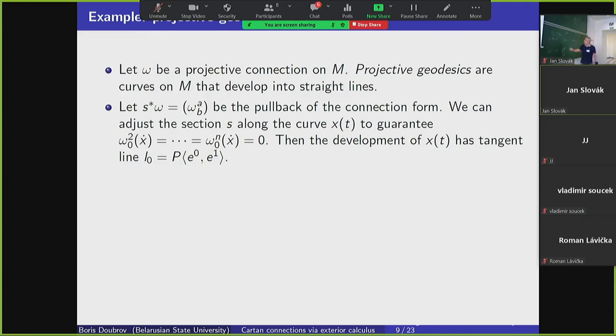So G naught is this thing, 0 here and something here. So this part will act linearly on this slot. And using these linear transformations, we can normalize the tangent direction to this particular form.